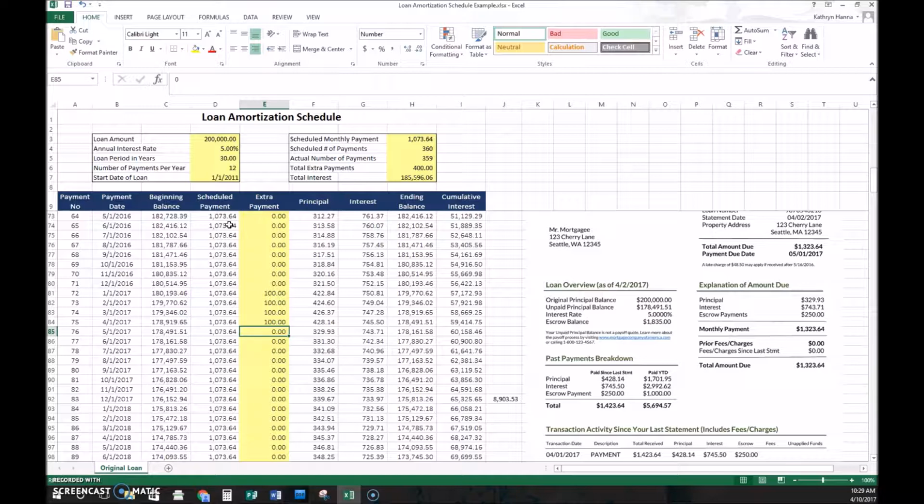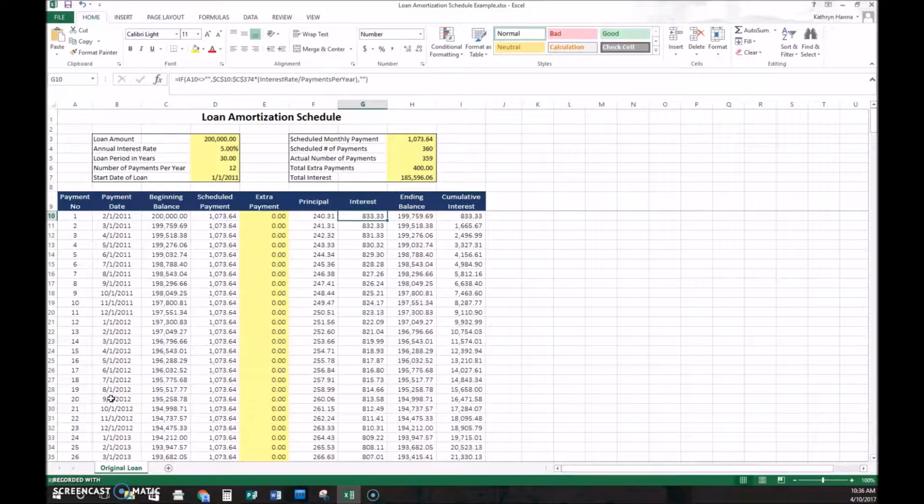The next thing we need to do is to compare the current mortgage balance with the unpaid principal balance here on the statement. So that's the $178,491.51. If we look at the ending balance after the April 1st payment, we could see that that does match, $178,491.51. That's also the same as the beginning balance on the May 1st payment, which might be a little bit easier to think of if we're looking at the due date of May 1st.